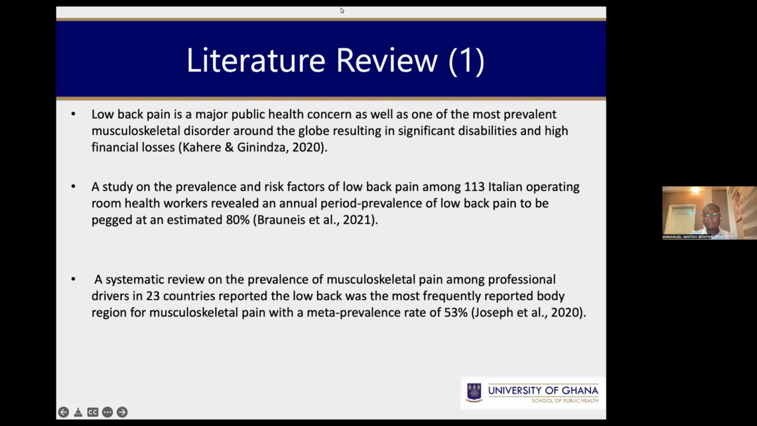In the literature, low back pain is a major cause of disability and high financial losses. A study on the prevalence and risk factors of low back pain among 113 Italian operating room health workers was reviewed. An annual and estimated review of the prevalence of musculoskeletal pain among professional drivers in 23 countries reported that low back pain was the most frequently reported body region for all musculoskeletal pain, with a meta prevalence rate of 53%.